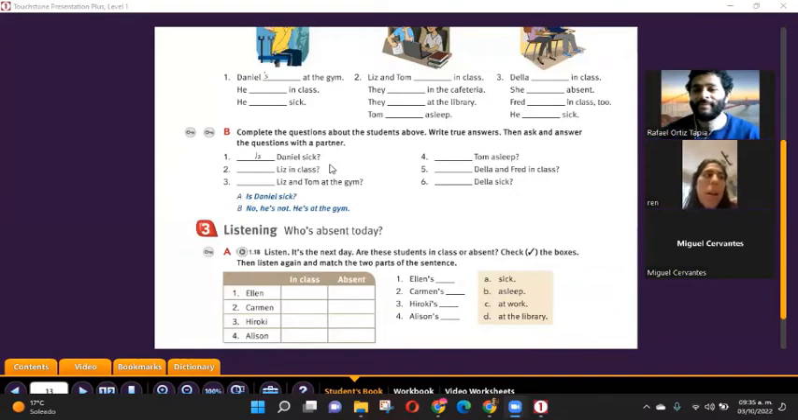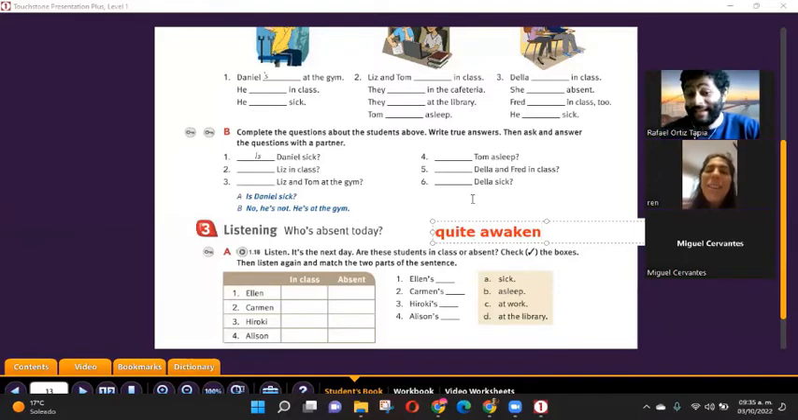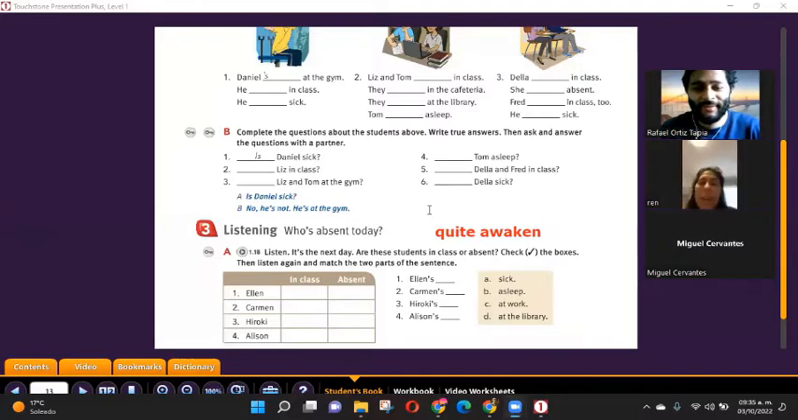Quite awake. Está bastante despierto. Quite. Quiet is different. Mira, esas palabras se parecen también. Quiet is calmado, silencioso. It's a quiet place. And the other, it's bastante: quite.